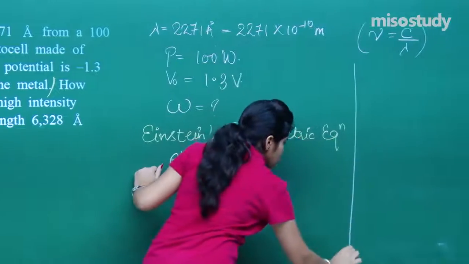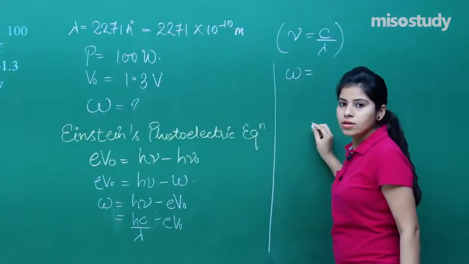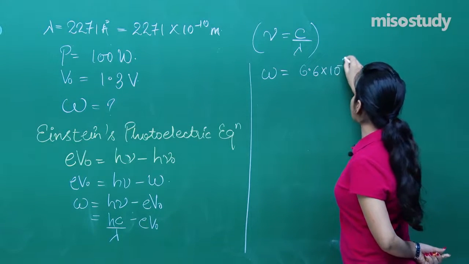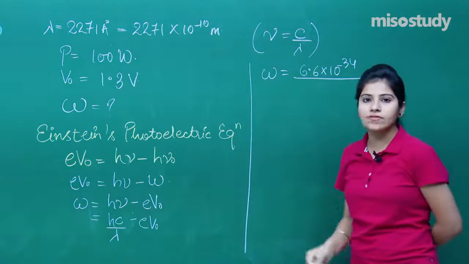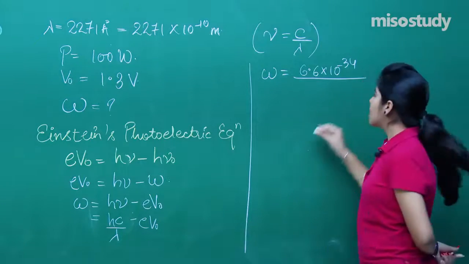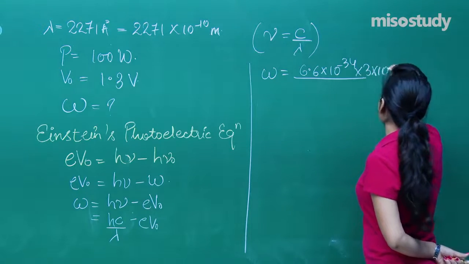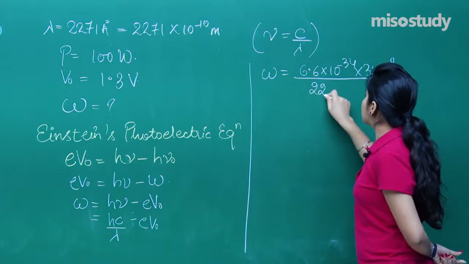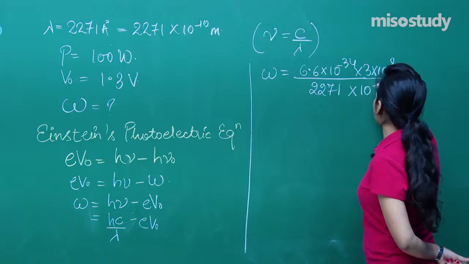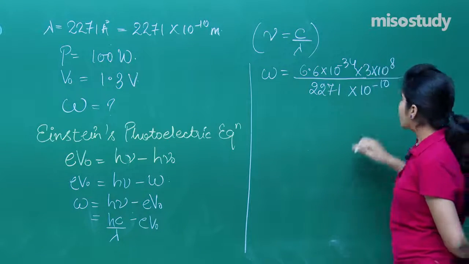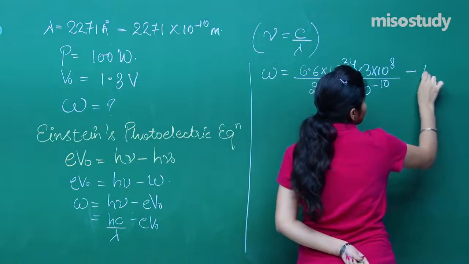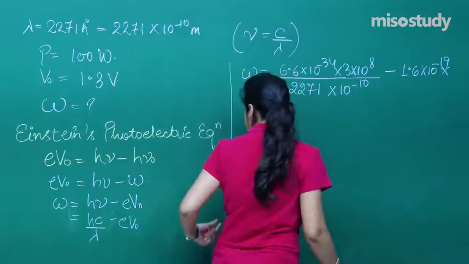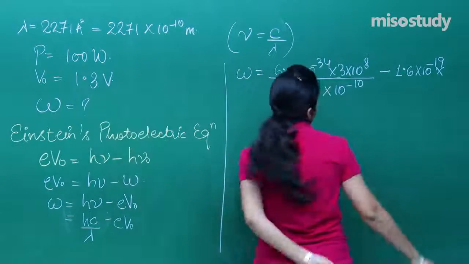Okay, now what else to do? The W, the work function, equals h. H is 6.6 into 10 raised to the power minus 34 joule second, that is the value of Planck's constant, into c, that means speed of light, 3 into 10 raised to the power 8, divided by lambda, that is 2271 into 10 raised to the power minus 10, minus e into V naught. E, that means the charge of electron, 1.6 into 10 raised to the power minus 19 into V naught. What is the value of V naught? It is given as 1.3.